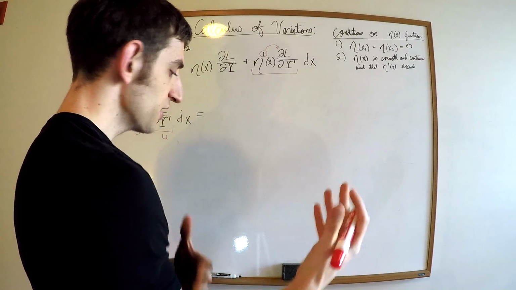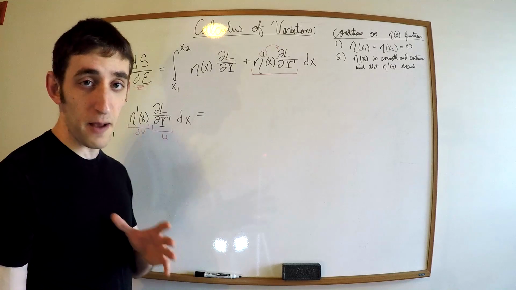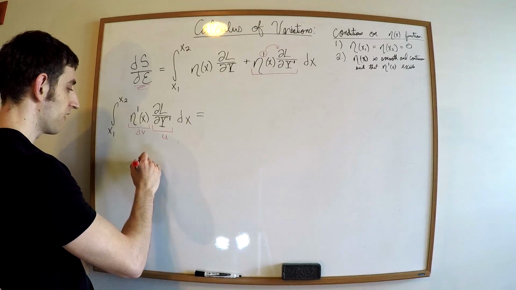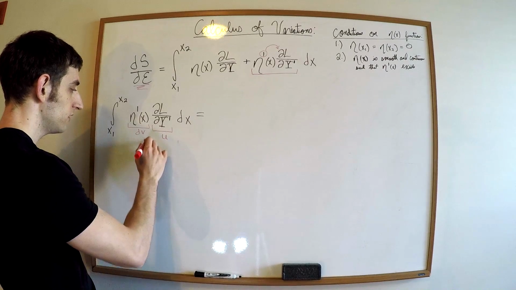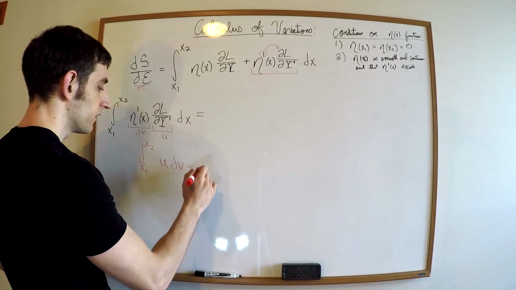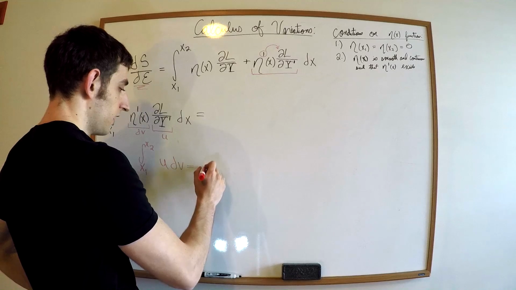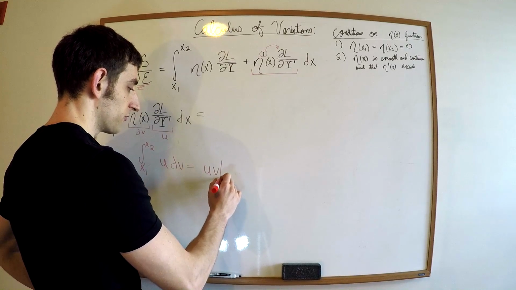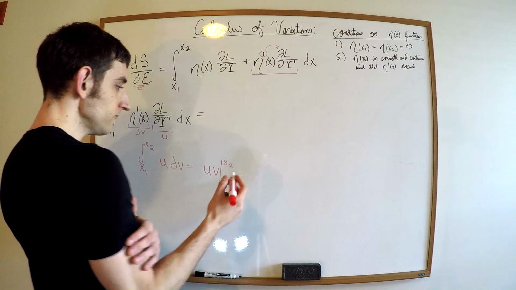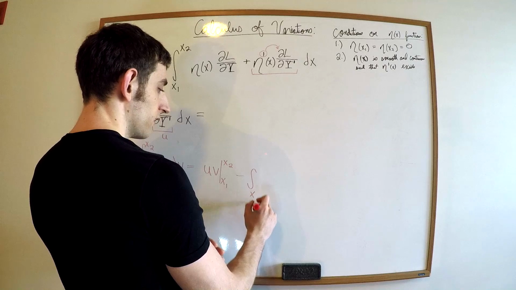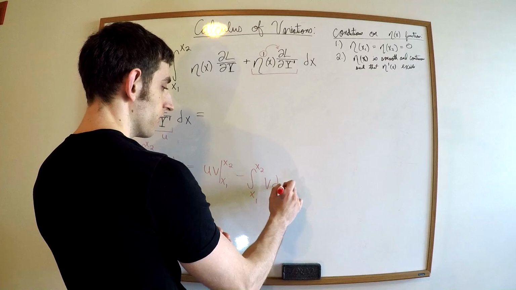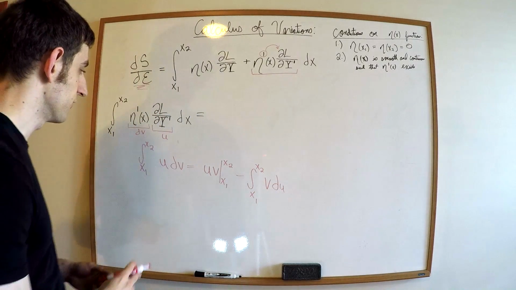Because in integration by parts, let me just refresh your memory because some people forget this. What we have is the integral from x1 to x2 of u dv, and that's going to be equal to uv evaluated between x1 and x2, minus the integral from x1 to x2 of v du. Okay, so that's the guy we're going to use here.